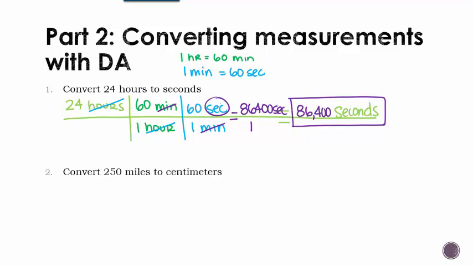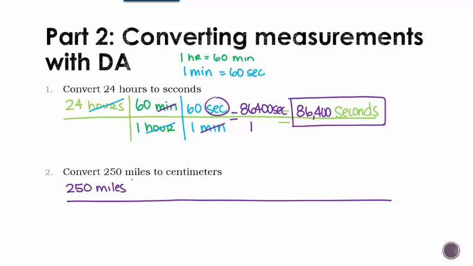So let's try another one. Let's convert 250 miles into centimeters. So we start with what we know, 250 miles. Make this big, leave lots of space. And we eventually want to get to centimeters.